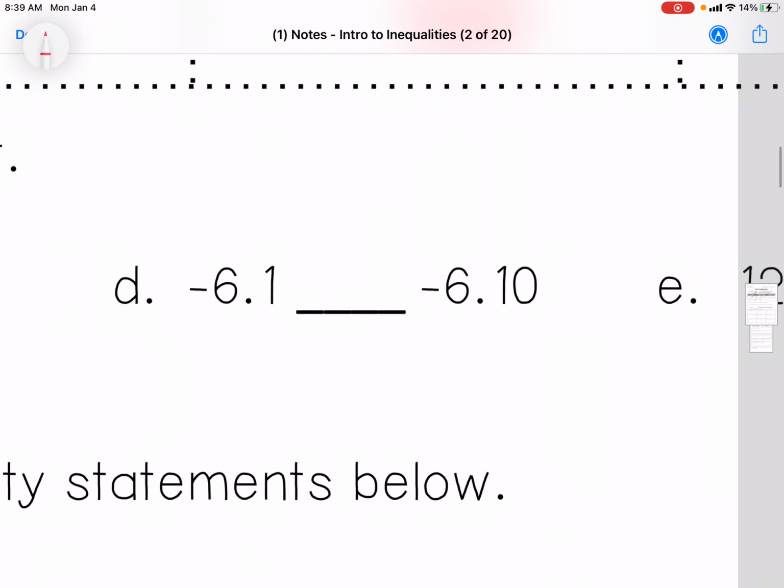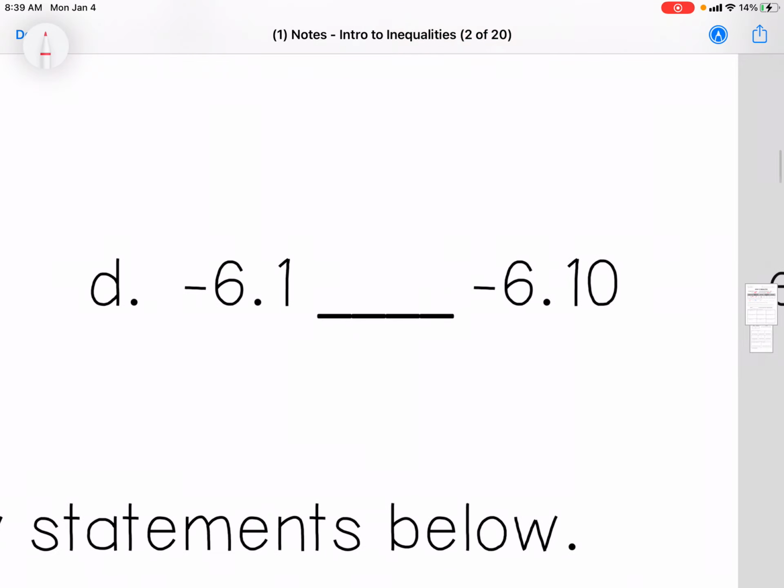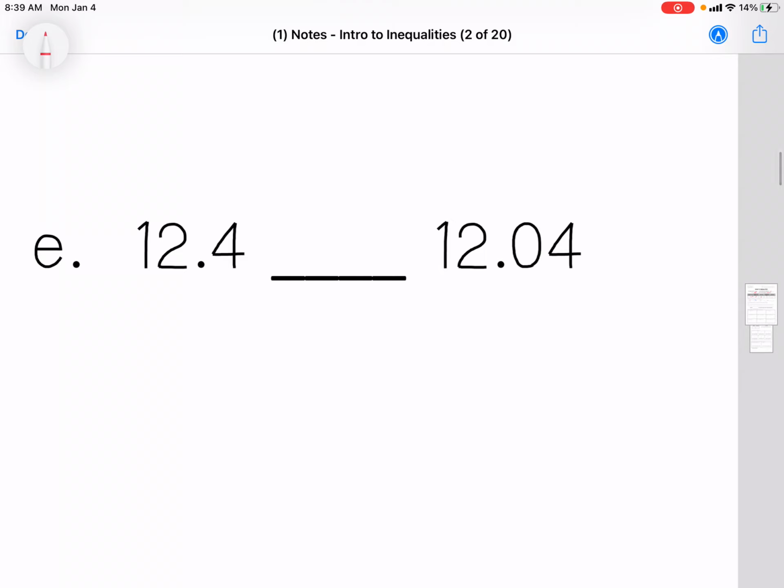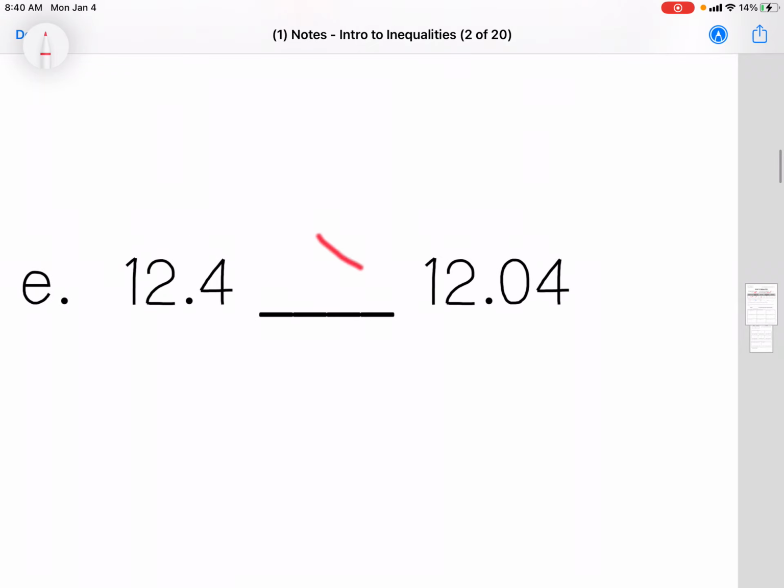All right, the next one, -6.1 and -6.10. Which one is larger? Well, they are actually the same thing. We just don't have to put that 0, okay? So those are the same thing. And the last one, 12.4 and 12.04. 12.4 is greater. Why? Because it comes down to that value right there. Which one is larger? Okay.